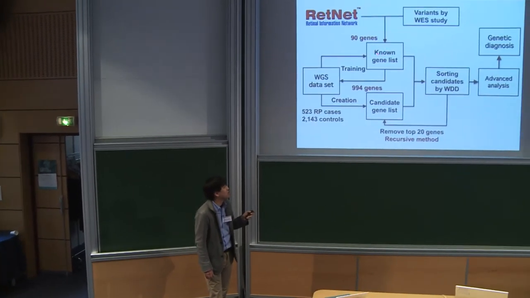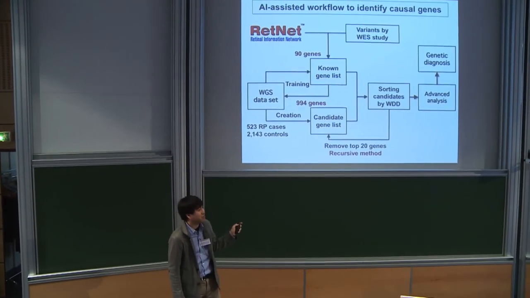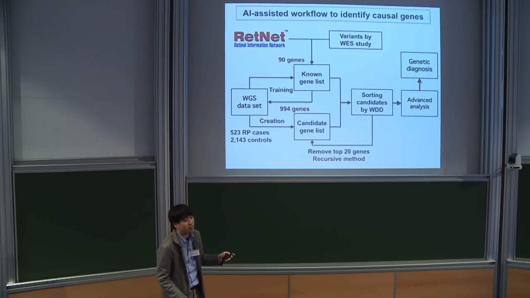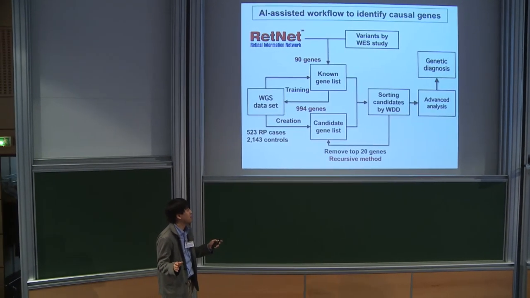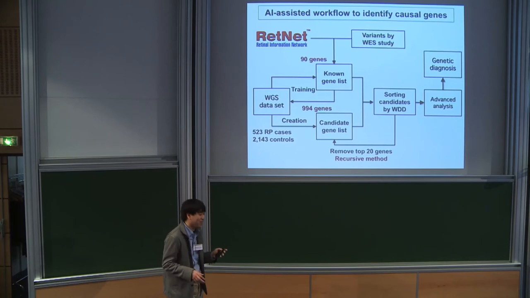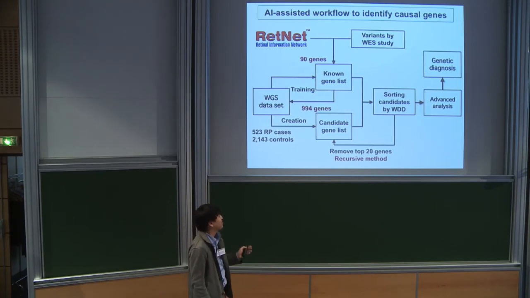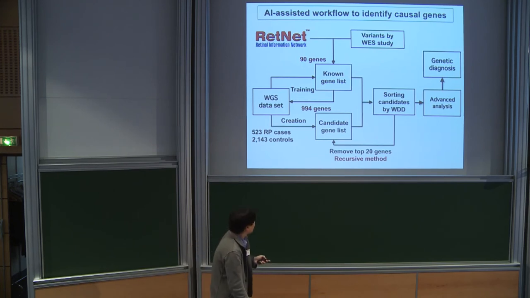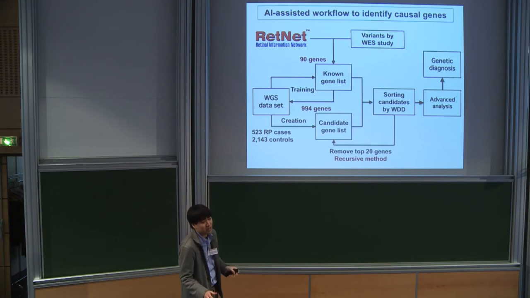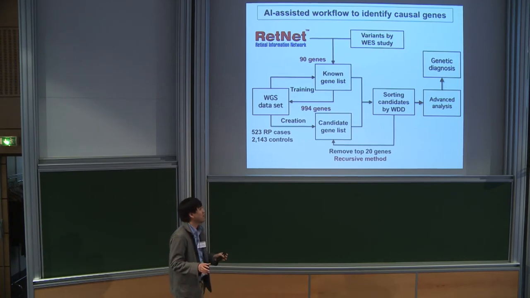Then we set the two lists in Watson for Drug Discovery, and WDD calculates the score and sorts these candidates. Then we used two strategies for WDD, which I will explain later.